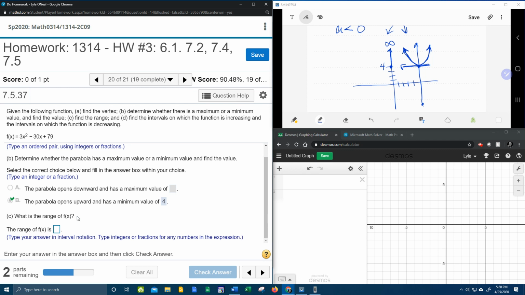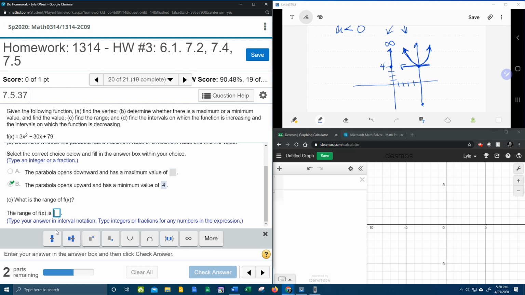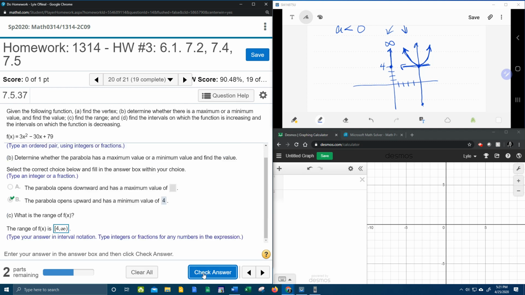And since the graph opens up, it means that all of the y values from 4 to infinity are going to be included. So the range in interval notation is going to be everything from 4, and we use a bracket because the 4 is included. The 4 is actually a point on the graph and is included. So bracket 4 to infinity, because it goes up forever. And an infinity always gets a parenthesis.